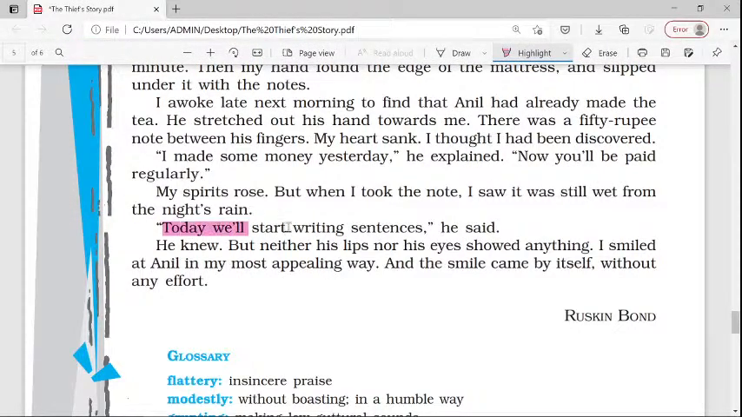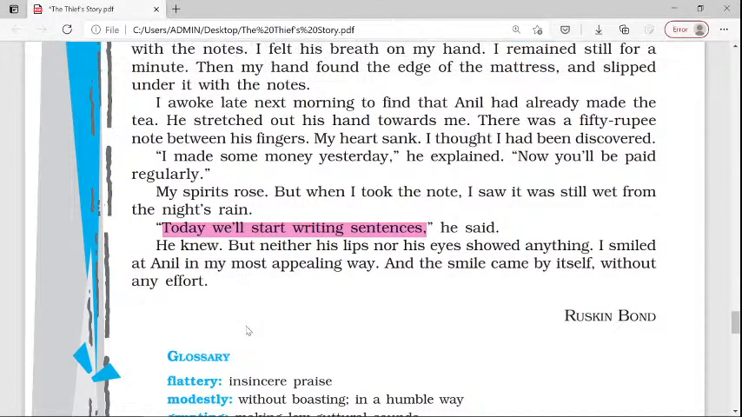Today we'll start writing sentences. Anil said, today we'll start writing sentences. He knew, but neither his lips nor his eyes showed anything.